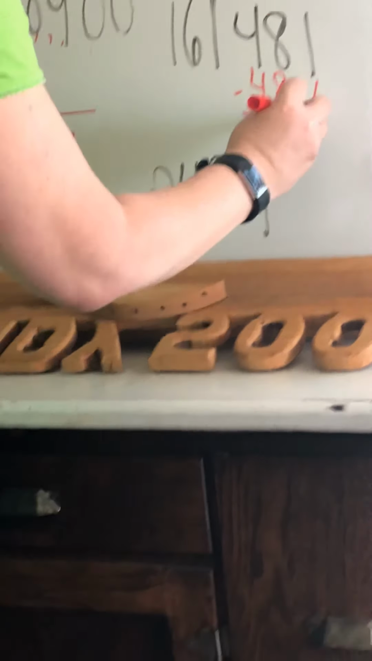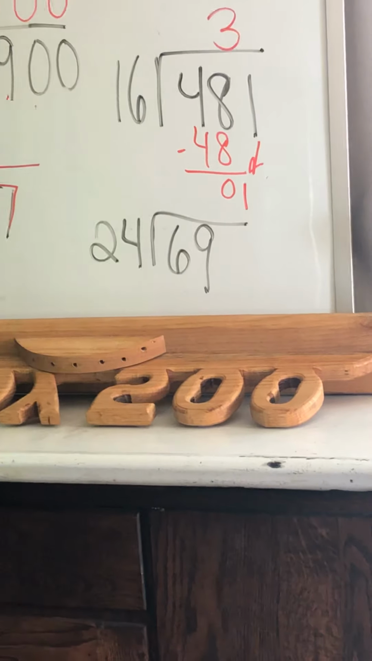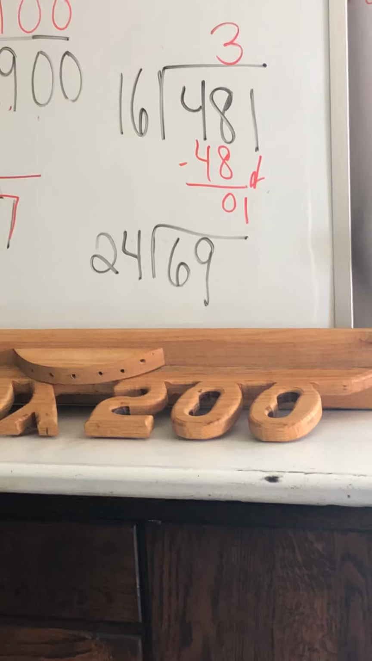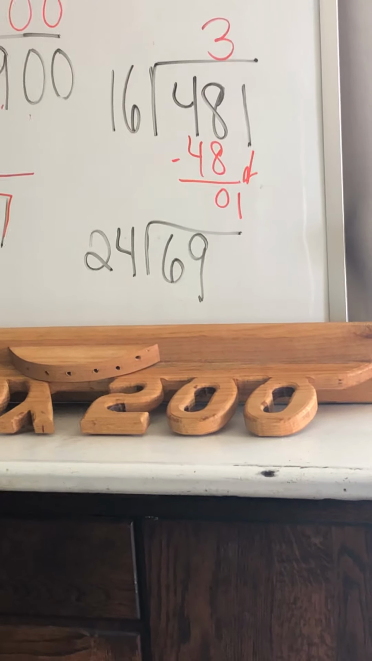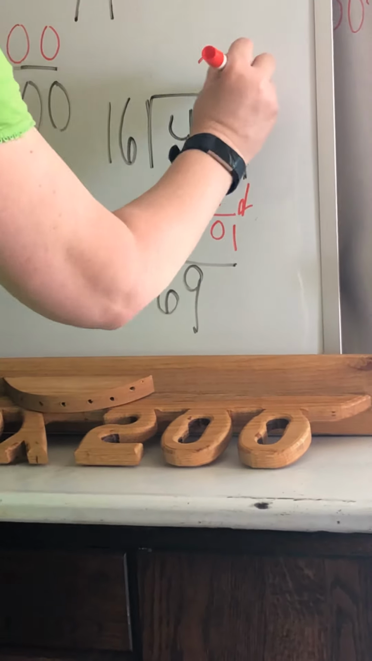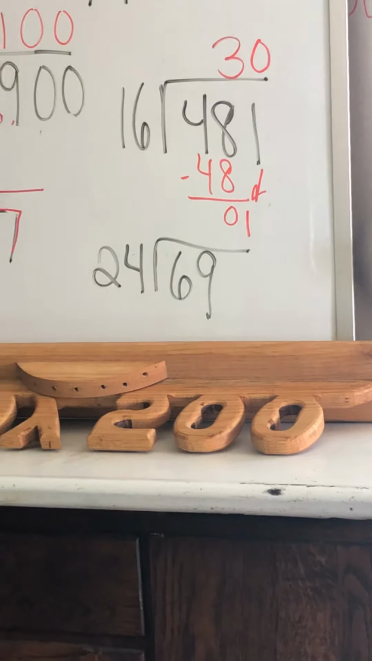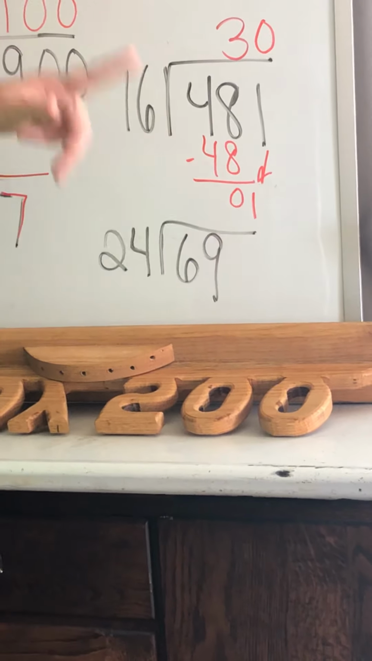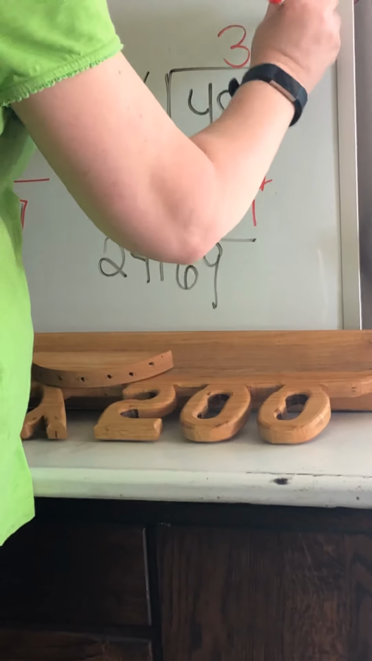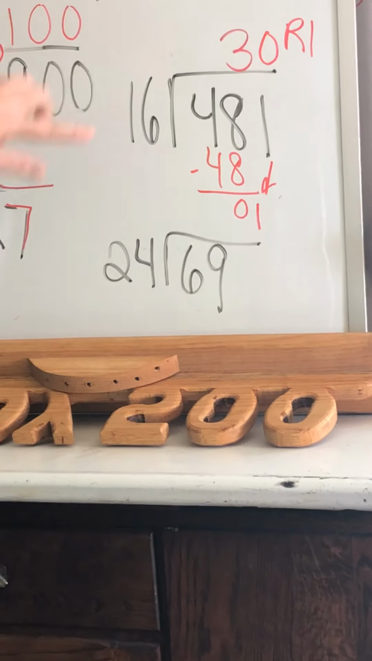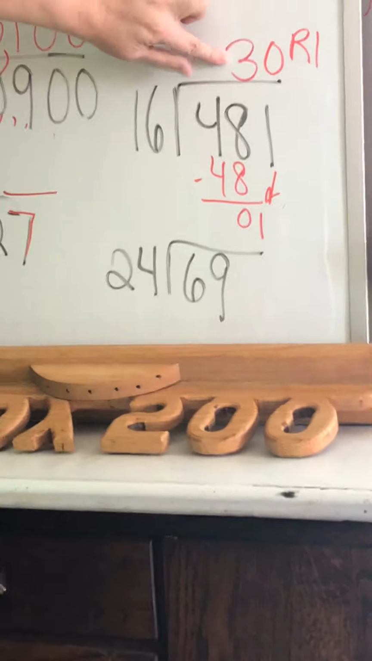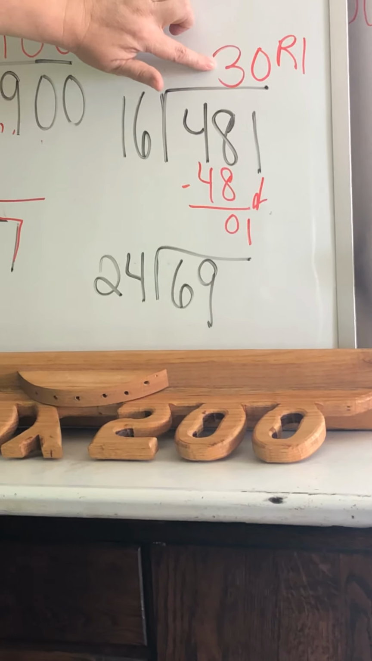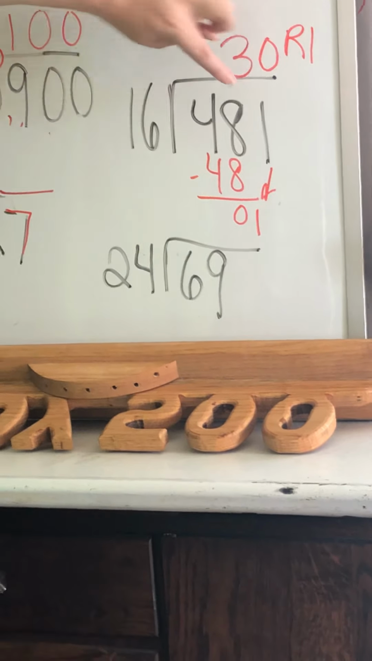You need to pull down this 1. 16 goes into 1 0 times. It can't go in there. So we're going to put a 0 up here. And then what's left? Well, we have this 1. We have to bring it up and have it as a remainder. Okay, don't forget, 16 times 30 should be 480. 480 plus 1 is 481.